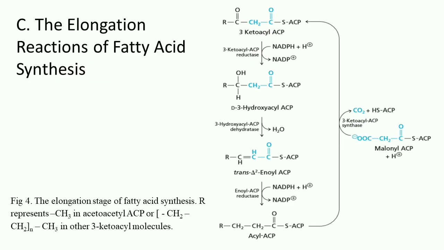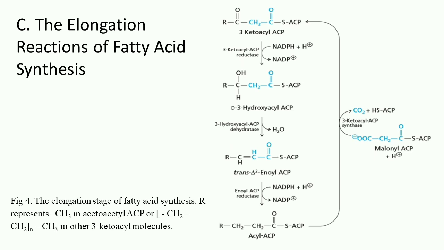In the elongation stage of fatty acid synthesis, the first reduction is catalyzed by 3-ketoacyl ACP reductase. This enzyme converts 3-ketoacyl ACP to D-3-hydroxyacyl ACP. This reaction converts NADPH to NADP+. And then dehydration is catalyzed by 3-hydroxyacyl ACP dehydratase, forming trans-delta-2-enoyl ACP.